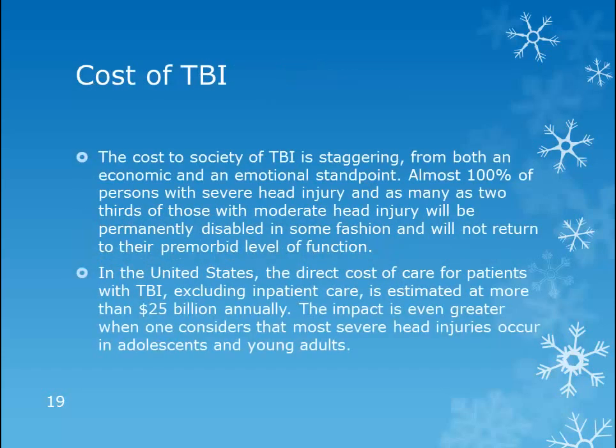Cost of traumatic brain injury. The cost to society of traumatic brain injury is staggering from both an economic and an emotional standpoint. Almost 100% of persons with severe head injury and as many as 2/3 of those with moderate head injury will be permanently disabled in some fashion and will not return to their pre-morbid level of functioning. In the United States, the direct cost of care for patients with traumatic brain injury, excluding inpatient care, is estimated at more than $25 billion annually. The impact is even greater when one considers that most severe head injuries occur in adolescents and young adults.